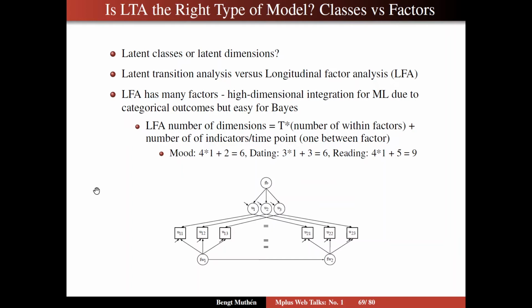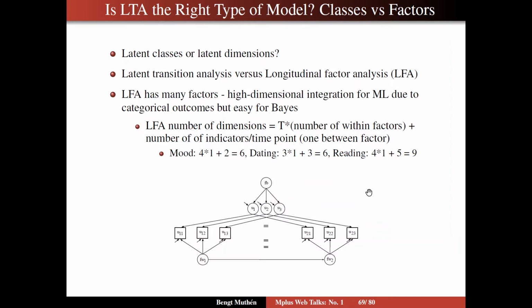Now, longitudinal factor analysis has many continuous latent variables, many factors, which typically leads to high dimensional integration for maximum likelihood, because we have categorical outcomes. That can be heavy for ML, but it could be very easy for Bayesian analysis. Now for LFA, longitudinal factor analysis, the number of dimensions turns out to be the number of time points times the number of within factors plus the number of indicators.